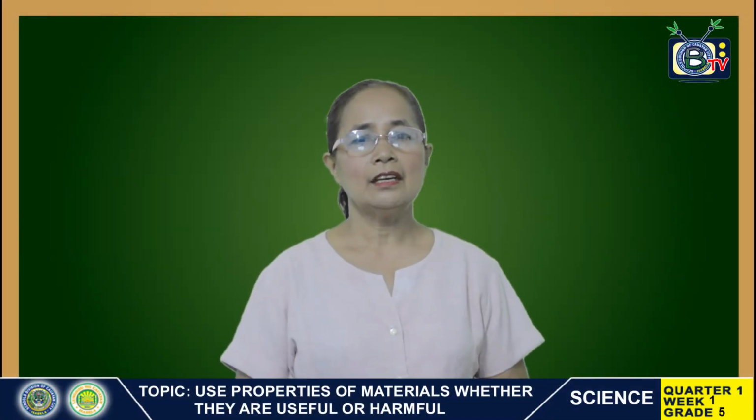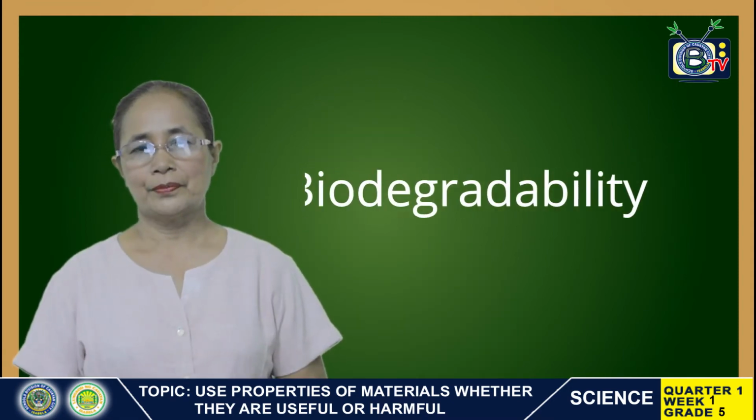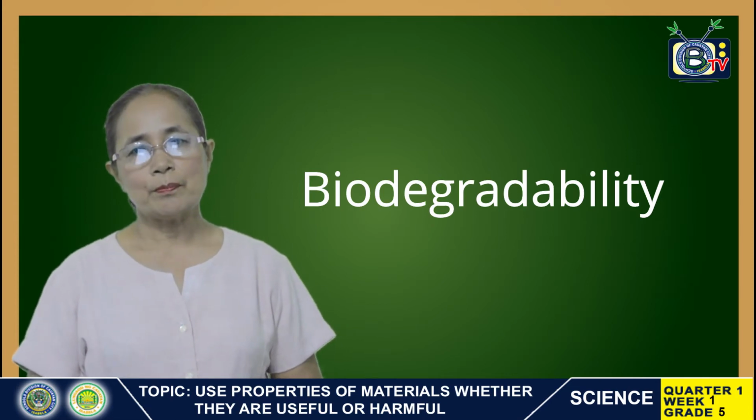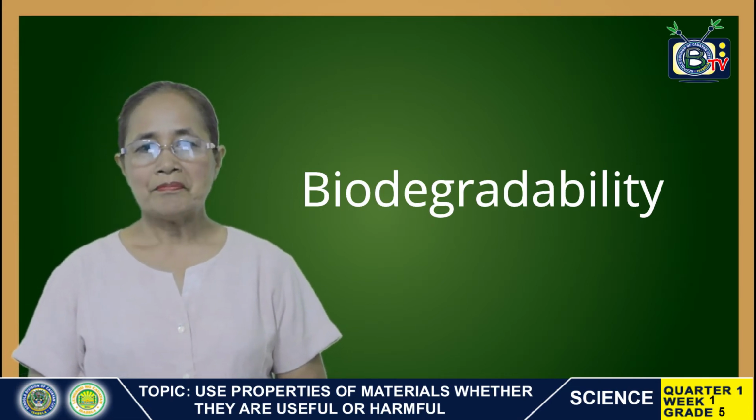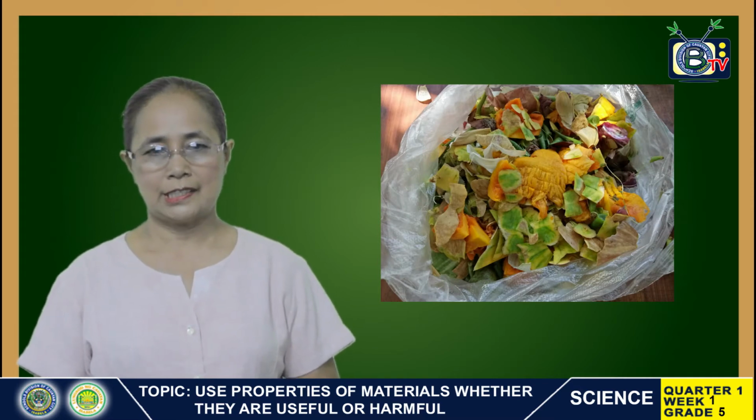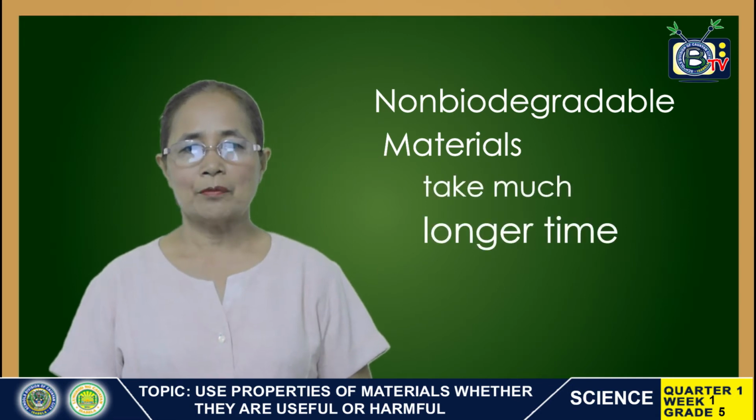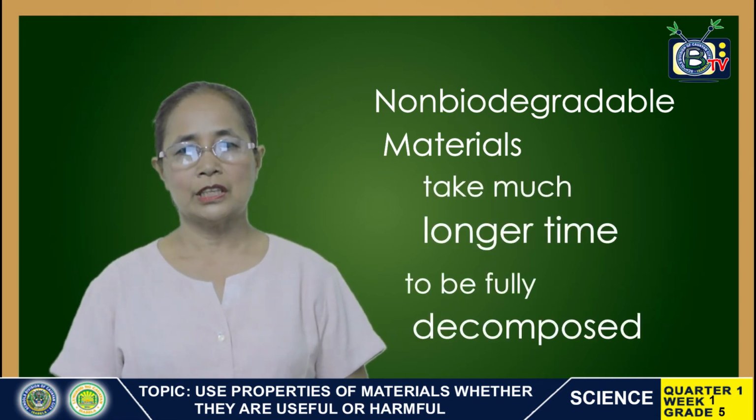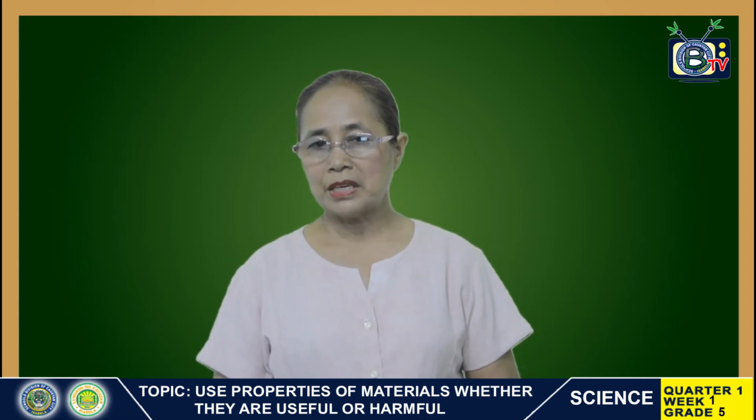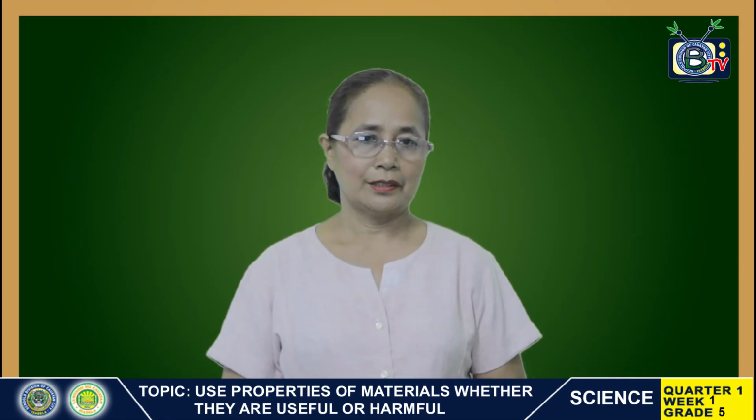Chemical property characteristics include biodegradability, the ability of a material to decompose. Examples of biodegradable materials are fruit and vegetable peelings. Non-biodegradable materials take a much longer time to be fully decomposed. Thus, these materials must be reused in another way, like a water container.